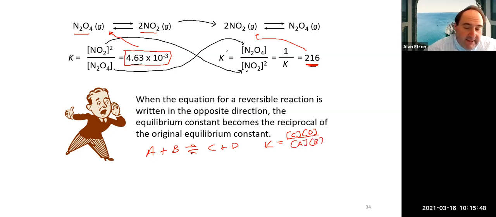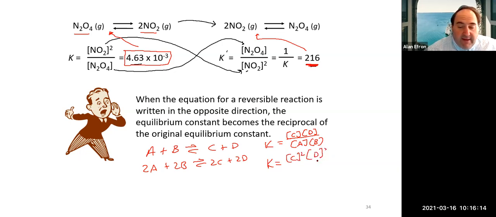Now, let's say I'm looking at this, but I don't need just one A. I need two. So that would require me to multiply this reaction by a common number all the way across, and that would be 2A plus 2B gives me 2C plus 2D. What does that do to our equilibrium expression? Well, we end up with C squared, D squared divided by A squared and B squared.